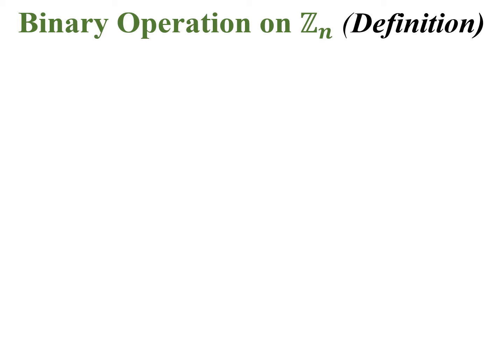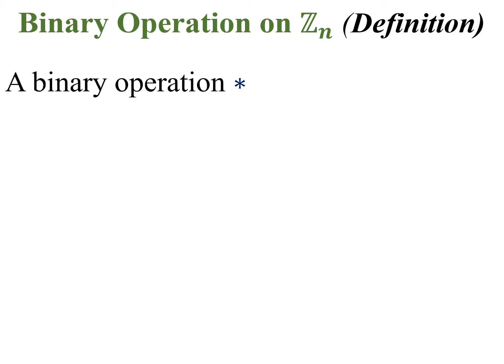Now we are going to learn the definition of binary operation on Zn. What is this Zn? This Zn is the set of all residue classes modulo n, which we have seen in the previous slide. This Zn contains which elements? Class of 0, class of 1, class of 2 up to class of n minus 1.